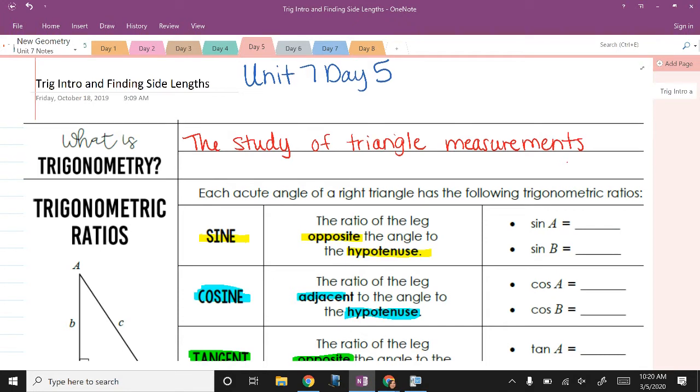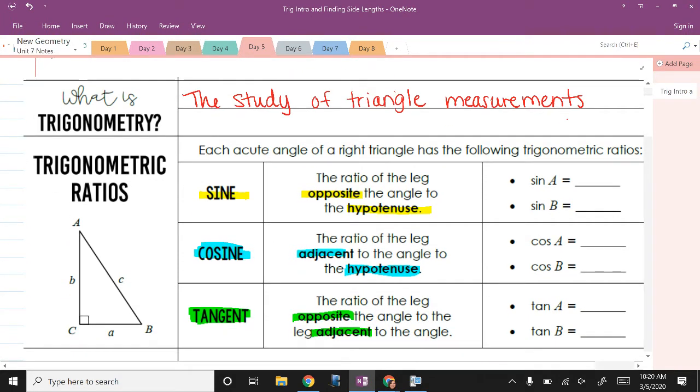So there are 3 trigonometric ratios from a right triangle: sine, cosine, and tangent. Okay? Now, sine, cosine, and tangent represent 3 ratios. What's a ratio? It's a fancy word for a fraction, right? So we're going to set up ratios, which are fractions, based on the sides of our right triangles.